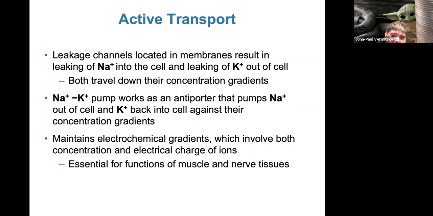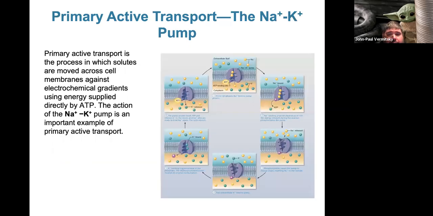This helps to maintain electrochemical gradients, which involve both concentration and electrical charge of ions. And this is essential for muscle and nerve tissues. And we'll talk more about this when we get to muscle physiology. That's where we'll see it first. We'll also see it with nervous physiology.